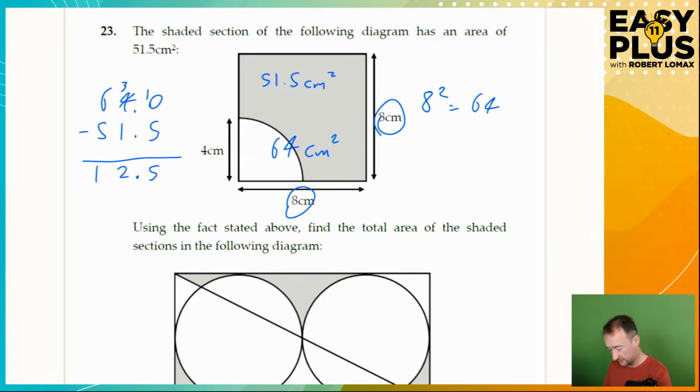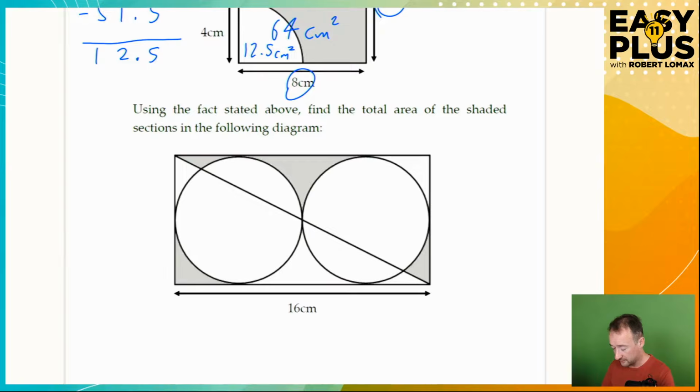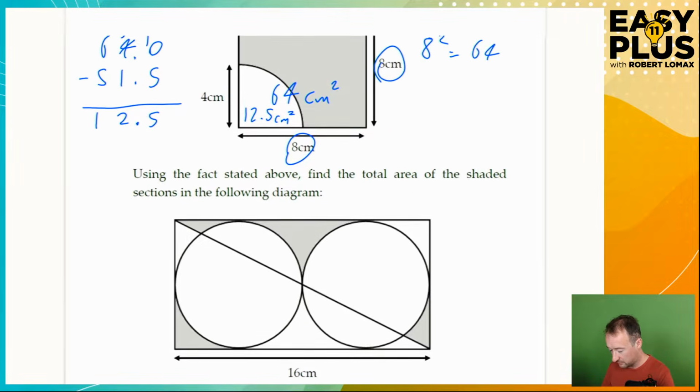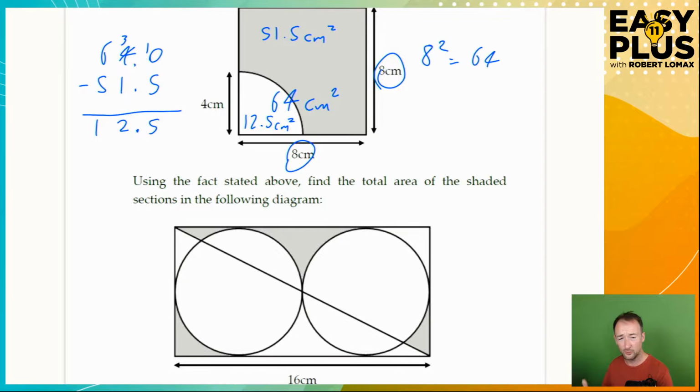So the area of this part here is 12.5 centimeters squared. Now, I've done everything that I possibly can with this diagram up here before I've really got lost in this one down here, because by the time I've been thinking about both, I'm going to have an awful lot of information knocking around my head and it may just be confusing.